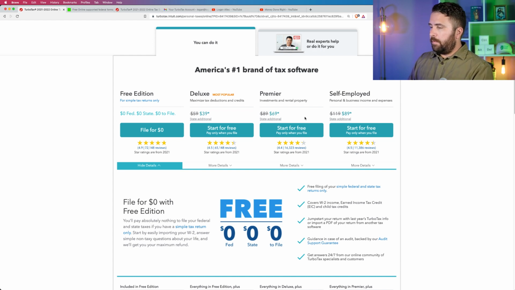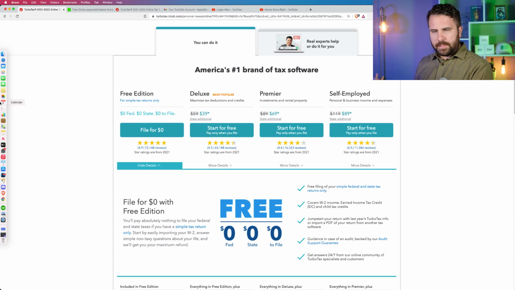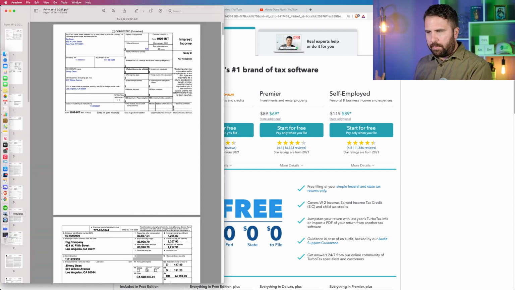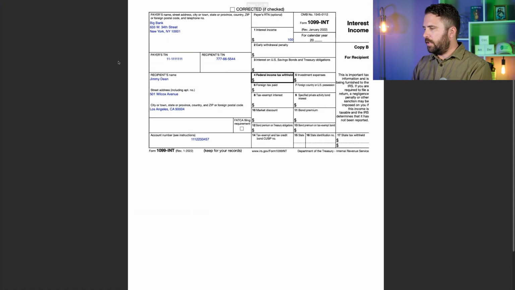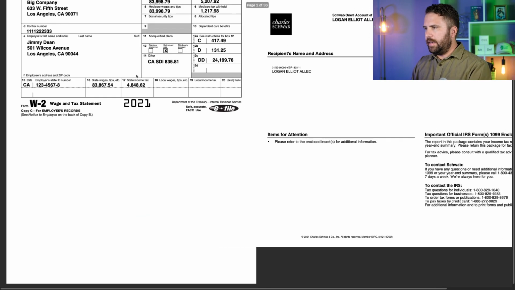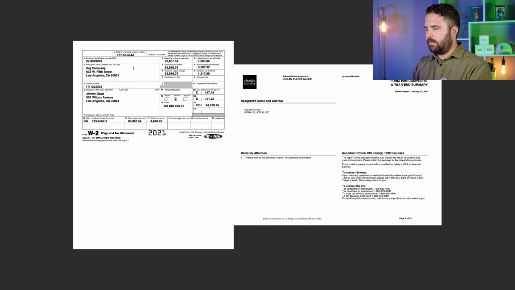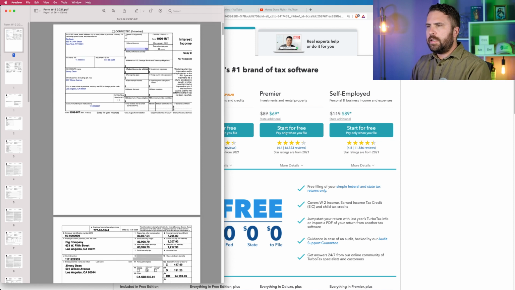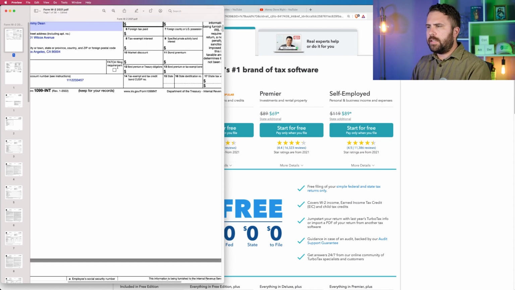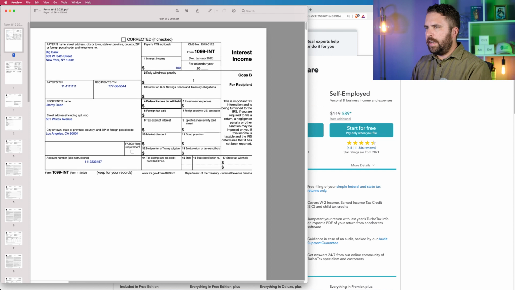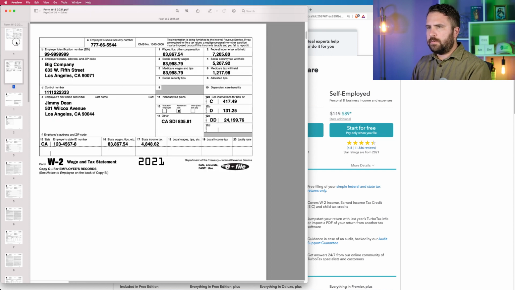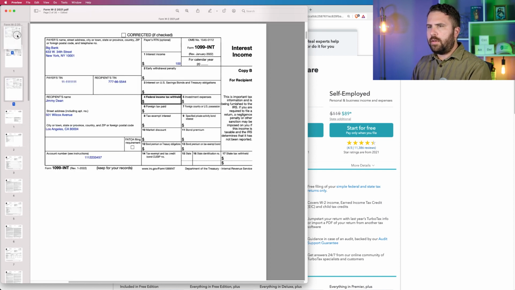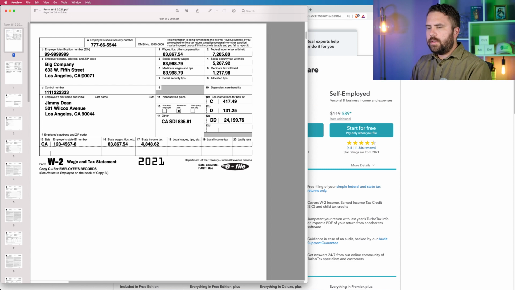All right, so for purposes of this review and this walkthrough, I'm going to do a simple tax return. I have prepared some basic tax forms here that we're going to go through. You know, a W-2. Hopefully you can see this. Actually, let me zoom in. Yeah, I can zoom in. Okay, so I got a W-2. Here we go. So I got a W-2.